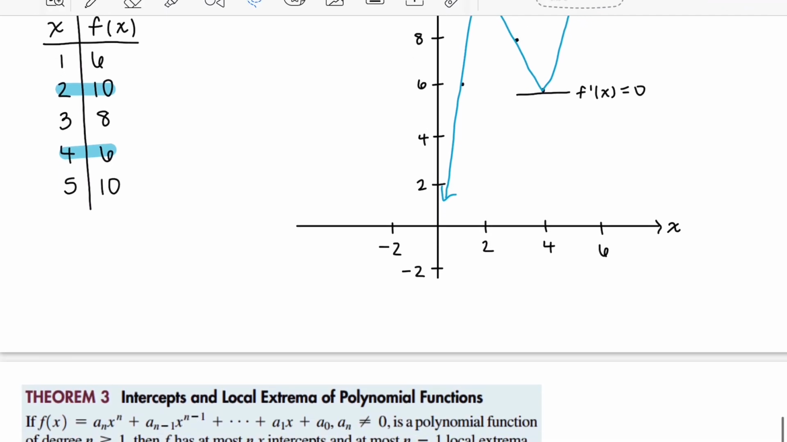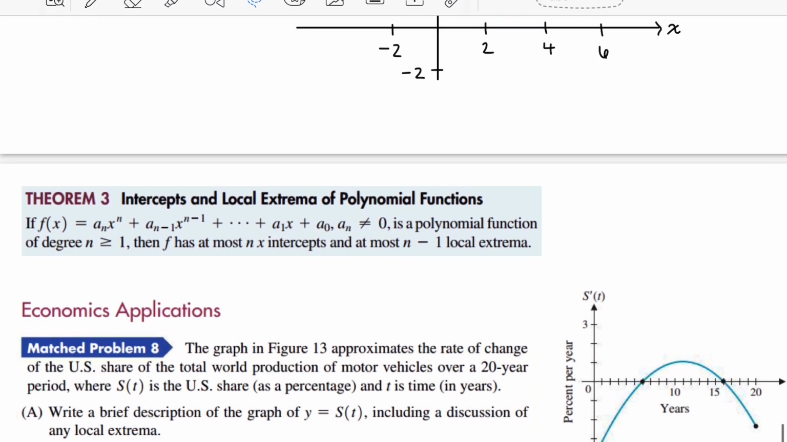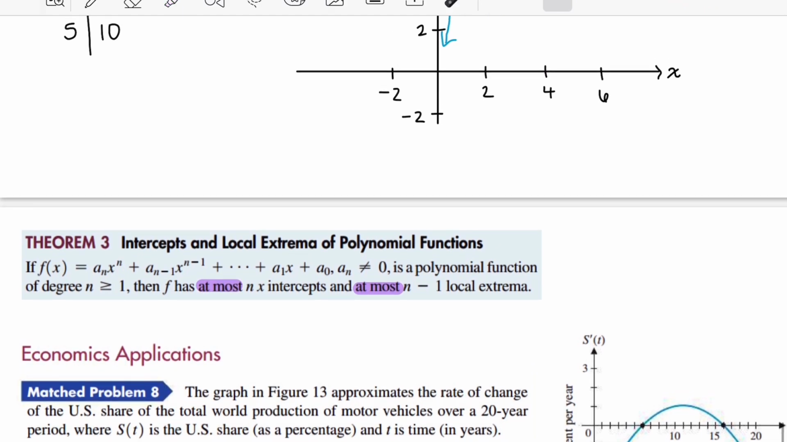So the last thing we're going to look at, first this theorem 3 here, which just tells us if we have a polynomial like this with degree n, which is greater than or equal to 1, then this function is going to have at most n x-intercepts and at most n minus 1 local extrema. So just be careful with this. This is saying we'll have at most n minus 1 local extrema and at most n x-intercepts. But this is just a kind of way you can check your work.